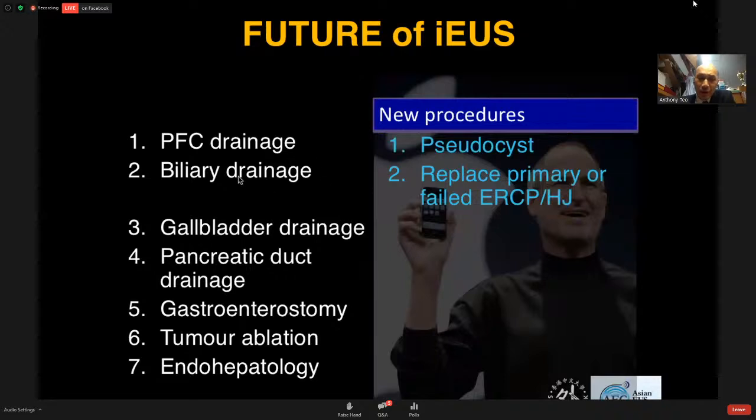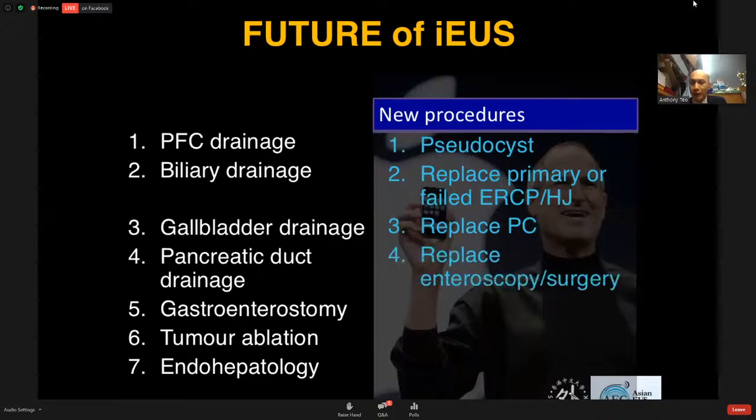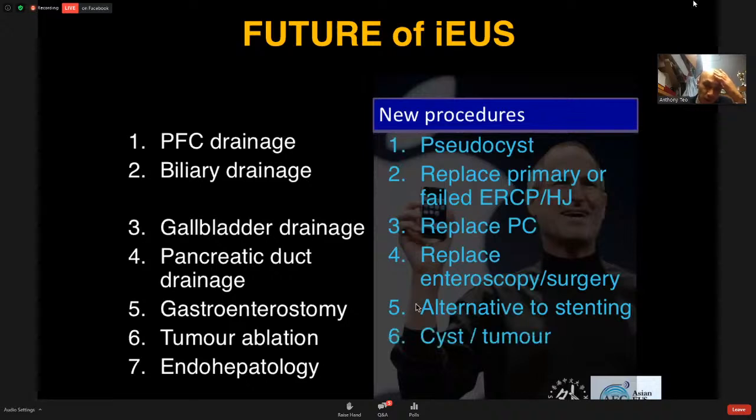In biliary drainage, there are a lot of studies that have been done, and some are still ongoing, which are looking at the potential of EUS biliary drainage to maybe replace ERCP or become the primary method of drainage. For gallbladder drainage, we know that a randomized controlled trial has been performed comparing EUS versus percutaneous. So EUS has a lot of advantages. For PD drainage, it may replace enteroscopy or surgery. For gastroenterostomy, it can be an alternative to stenting. And tumor ablation may help in terms of cyst and tumor control.